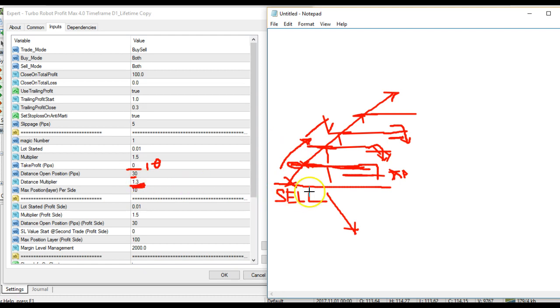So that's the concept. Take note that the TP will keep changing the moment that you are opening the next level. All right, so every next level the TP will change. So make sure to have a better calculation before adding up the TP.